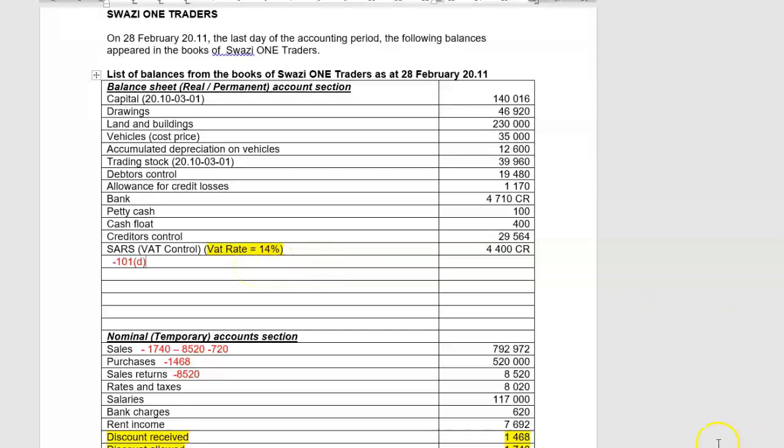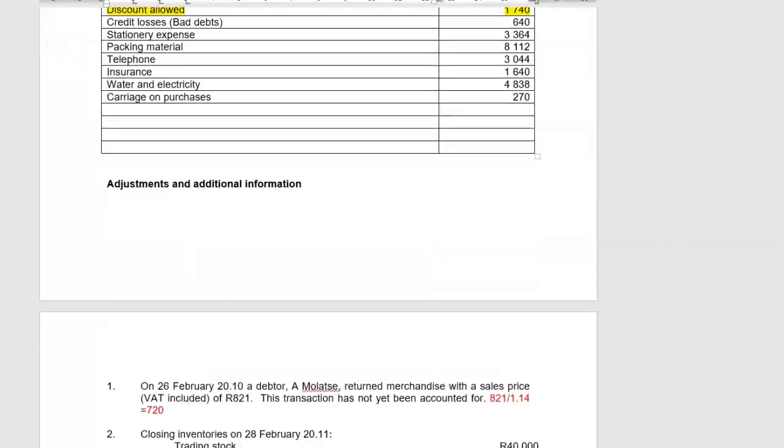So we're going to debit sales with 720 Rand. We're going to debit our VAT control with 101 Rand, and we're going to credit our debtors control, sales returns, the full invoice amount or the credit note amount of 821 Rand.